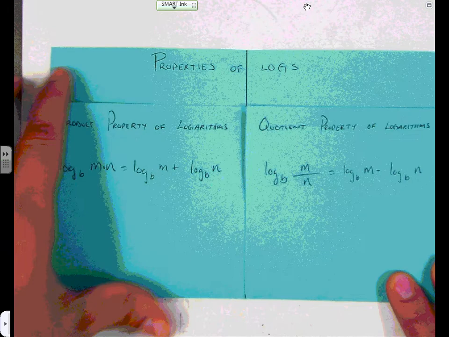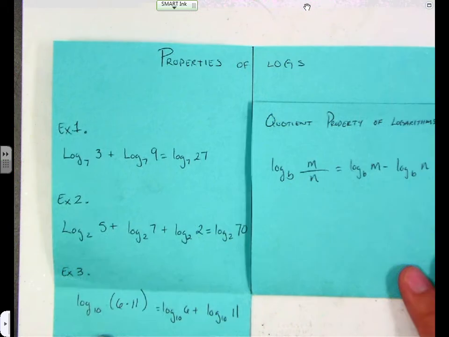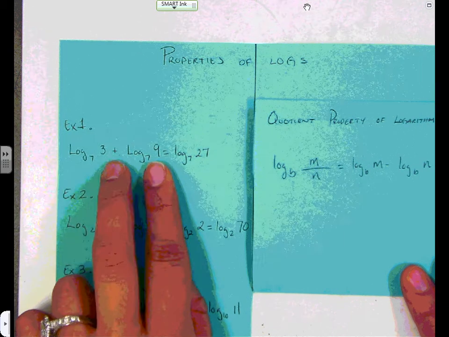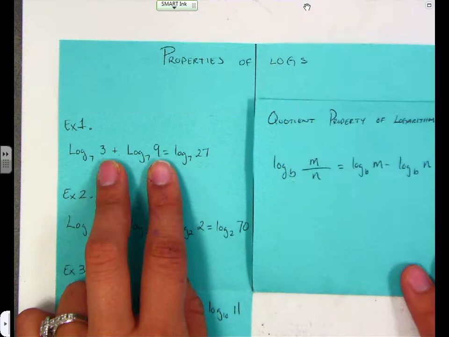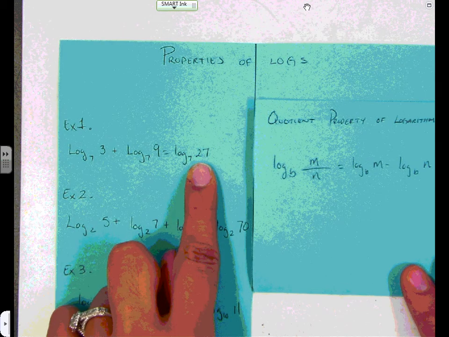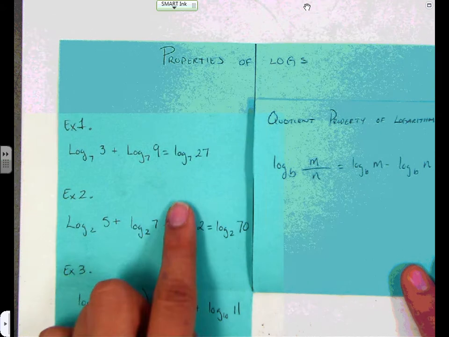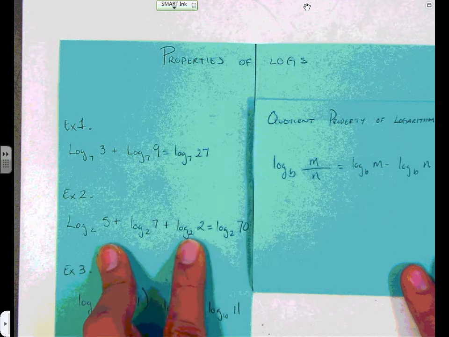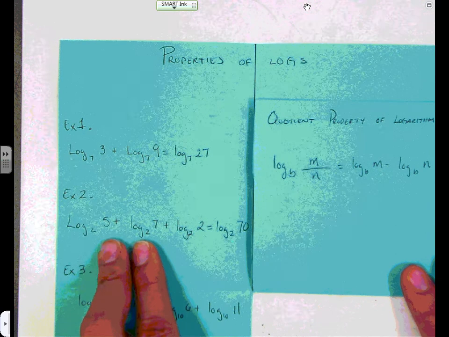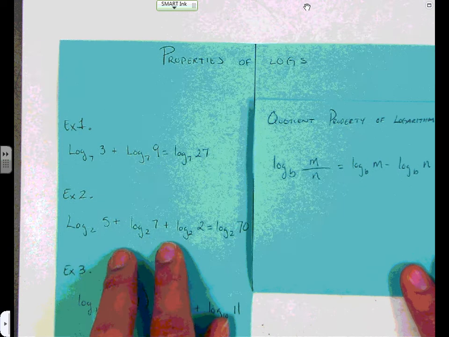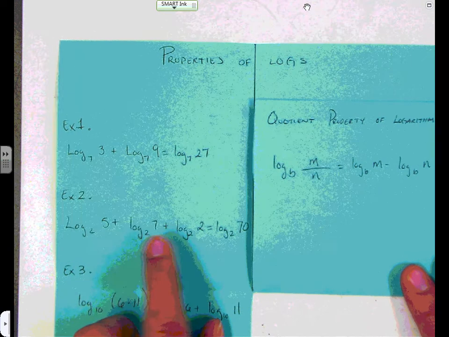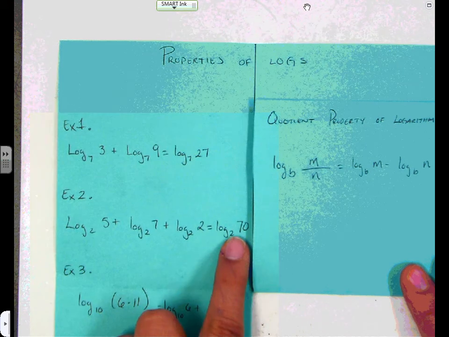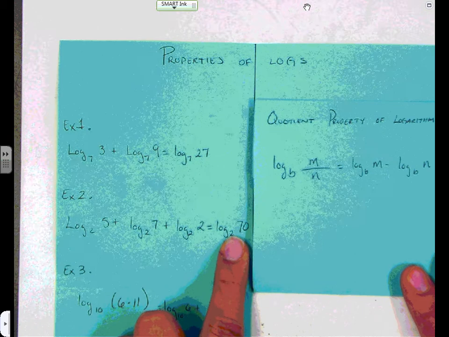Some examples of that would be example 1. You're adding log base 7 of 3 plus log base 7 of 9. You take the 9 and the 3 and you multiply them together to get 27. So your final answer is log base 7 of 27. We go to example 2. Your bases are the same for all 3, and you're adding log base 2 of 5, log base 2 of 7, and log base 2 of 2. What is 7 times 5? That's right, 35 times 2 gives you 70. So your final answer is log base 2 of 70.